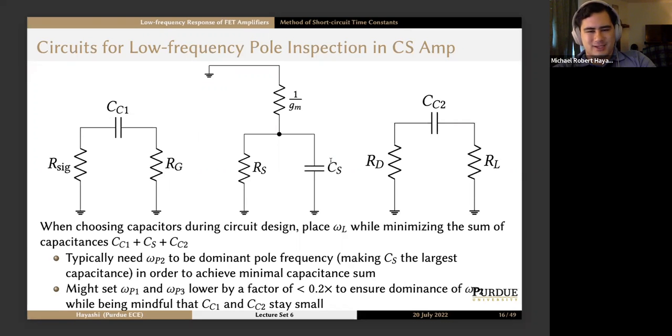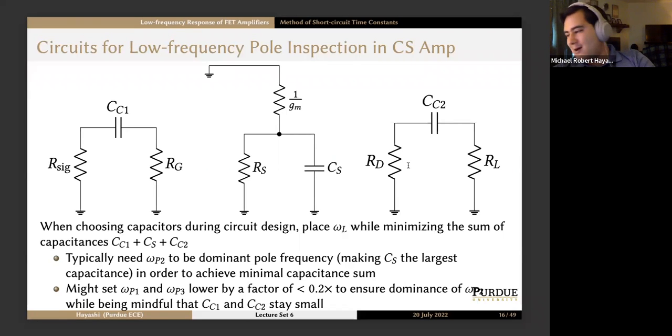For this one, which is C sub S, the bypass capacitor, when we turn the source off, we basically see a short to ground at the top of 1/g_m. We also see R sub S over here. So it sees this resistance and this resistance in parallel. So we can therefore say tau sub S, the time constant associated with this capacitor, is C sub S times the quantity R_S in parallel with 1/g_m.